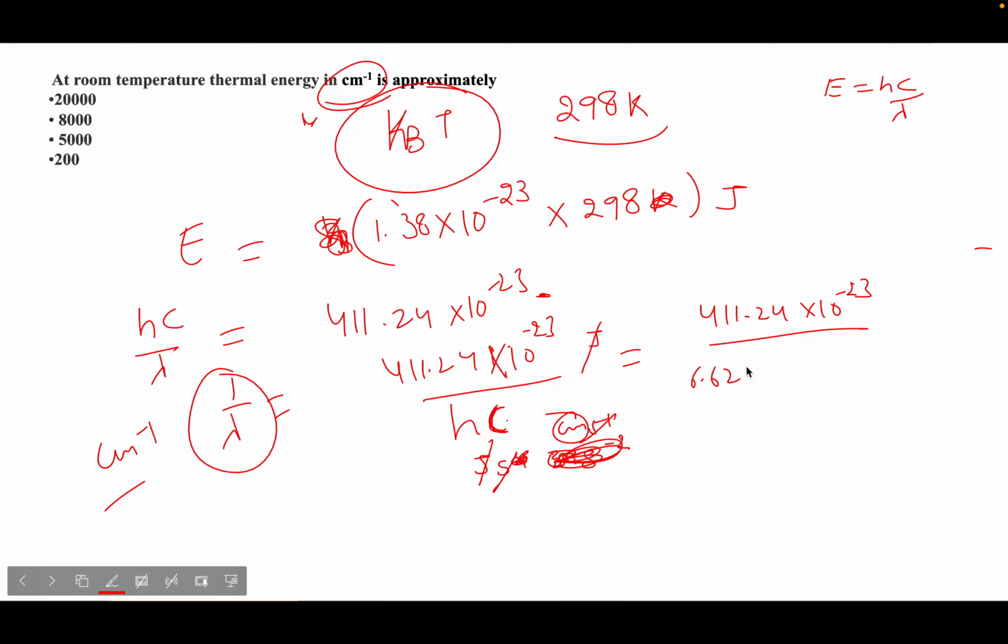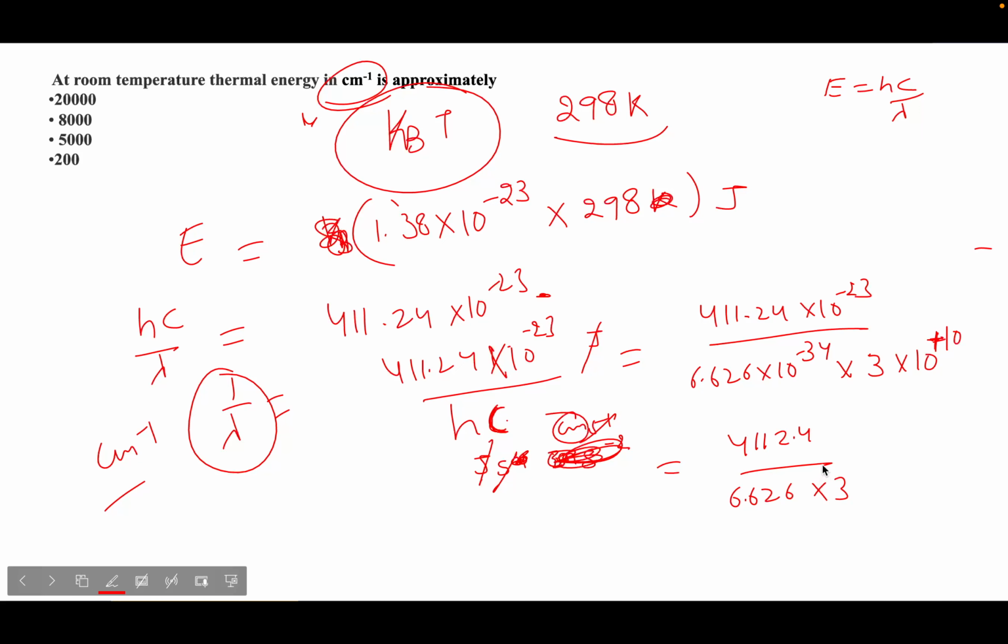h is 6.626 into 10 to the power minus 34, into c, which is in centimeter, so this is 10 to the power plus 10, that is 3 into 10 to the power 10. So this is the minus 24 and then to go up, plus 10 into 10. 4112.4 divided by 6.626 into 3.